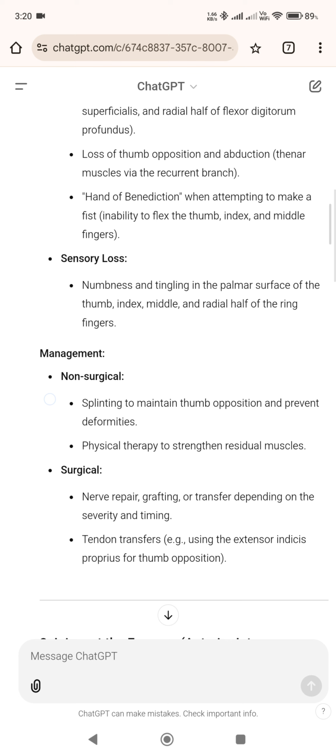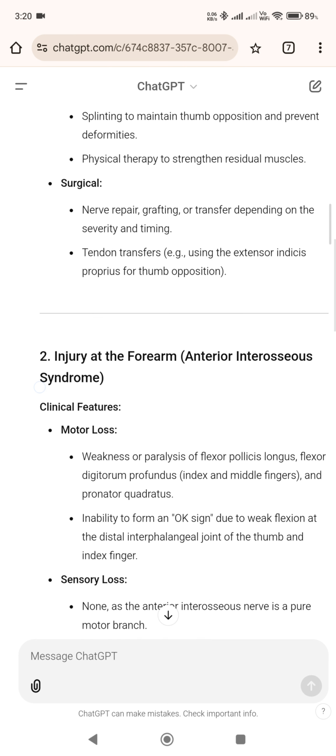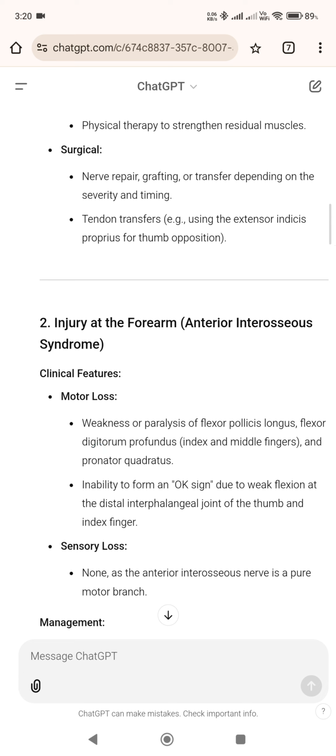Physical therapy to strengthen residual muscles. Surgical: nerve repair, grafting or transfer depending on the severity and timing. Tendon transfers, e.g. using the extensor indicis proprius for thumb opposition.